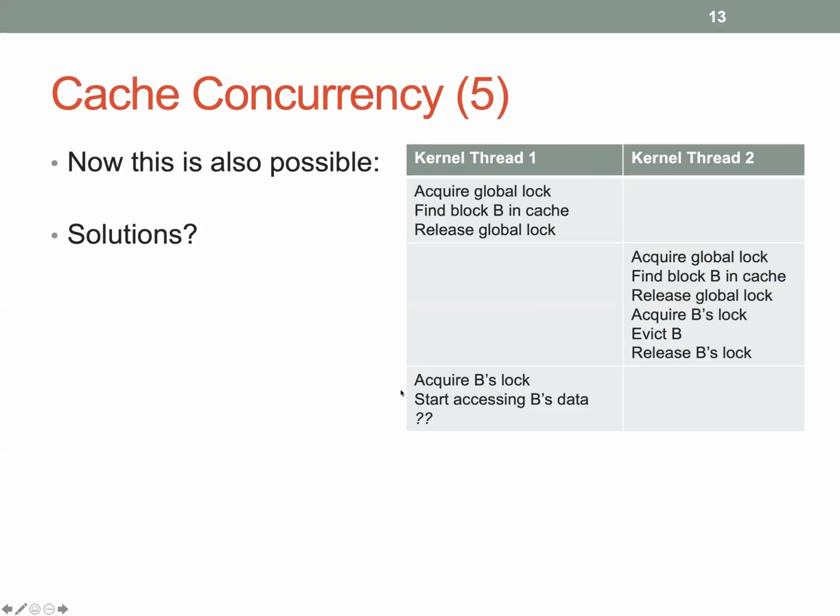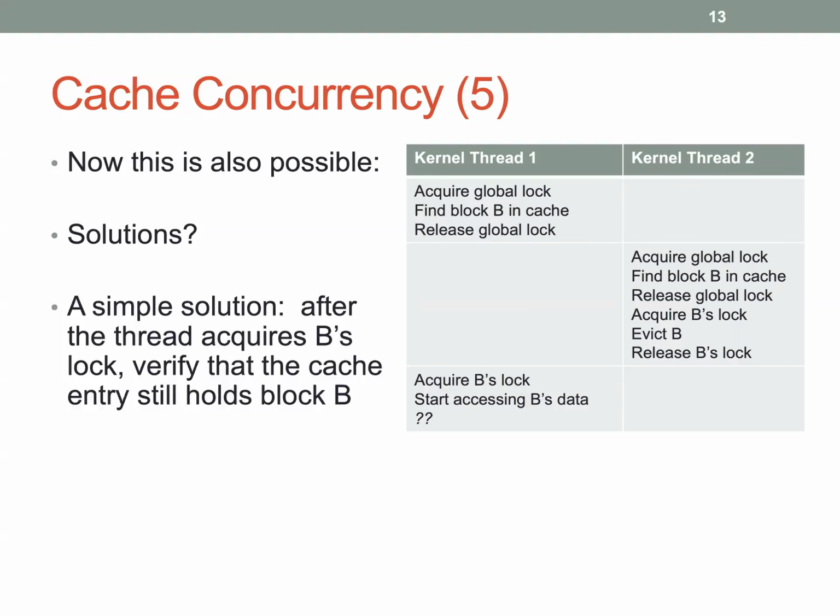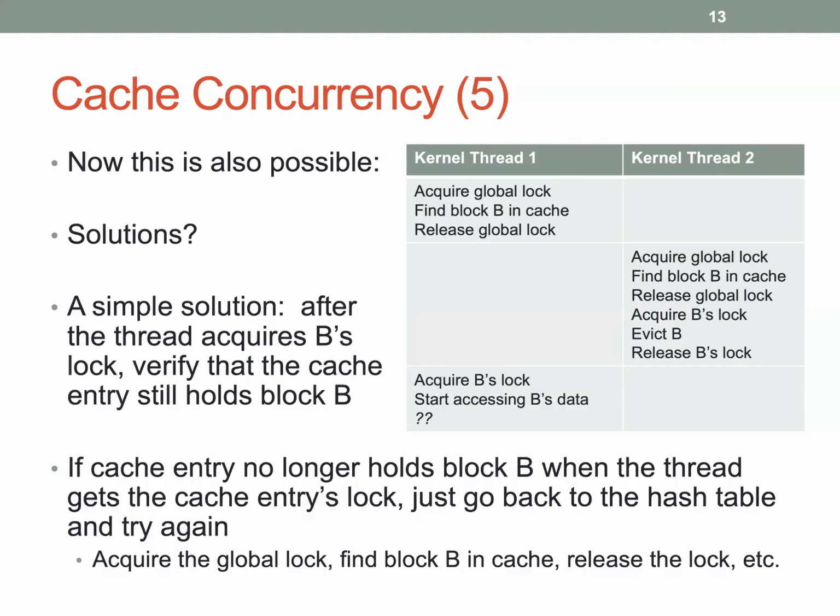So down here, instead of just acquiring B's lock, we introduce a new step immediately after acquiring the lock that says, are you still block B? If you're not, go back and try again. So you just iterate on your mechanism. After the thread acquires B's lock, simply verify that the cache entry still holds the block we hope it is. That's all you need to do to get this to work properly.